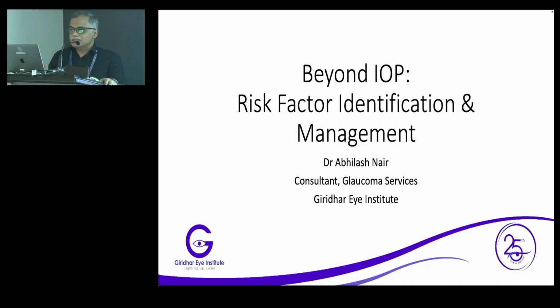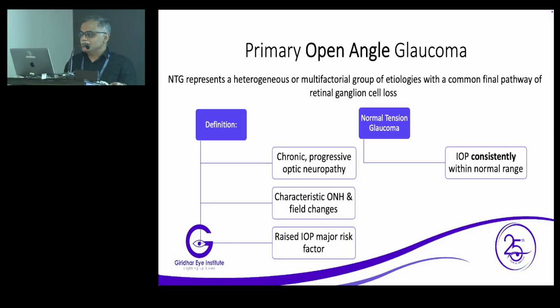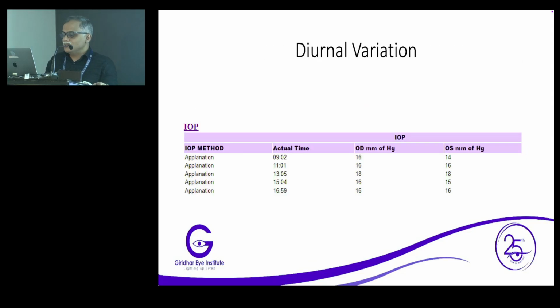Now, all these talks on NTG are going to overlap a lot. So, regarding management, I'll leave it to the next speaker because that's the main topic there. As mentioned earlier by my previous speakers, it's basically a primary open angle glaucoma. So, make sure the angles are open. You should not miss a primary angle closure glaucoma as an NTG just because you don't do a proper gonioscopy. And IOP should consistently be within the normal range.